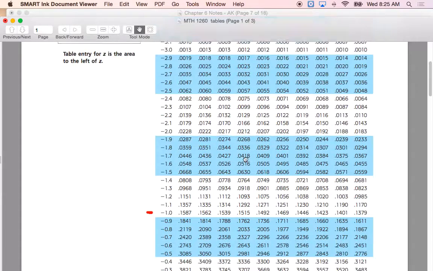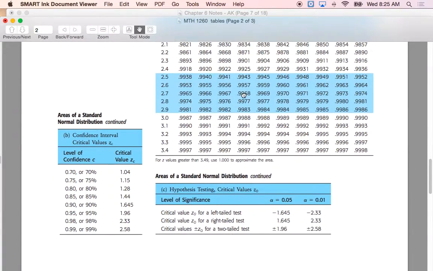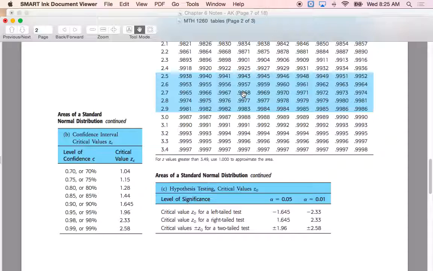Whereas if you get closer and closer to the positive 3.49, we're getting closer and closer to 1 here. It's 0.9998 there. So if you have a number bigger than 3.49, you're going to be 1. So if it was like 3.5, it is going to be a probability of 1. So anything outside of that. It also tells you here at the bottom of your chart too, for z values greater than 3.49, use 1 to approximate the area. So it tells you in your picture.